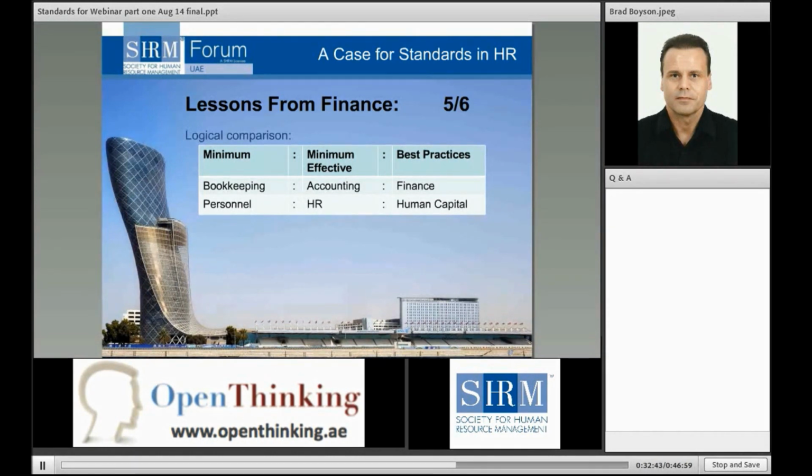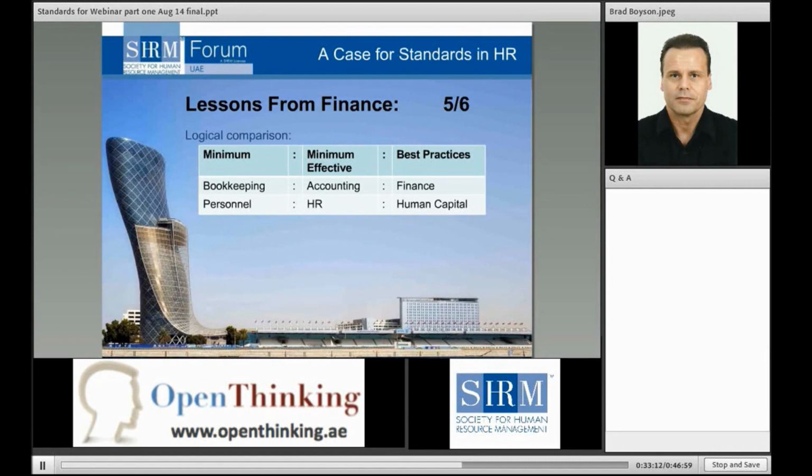Accounting, the idea of being more tactical, having a common standard, having principles shared amongst the accountants, became the way to become minimally effective as professionals. And best practices, that's somewhat of an open-ended area of the pyramid. That's the realm of finance. There are logical parallels that we can draw in terms of human resources.